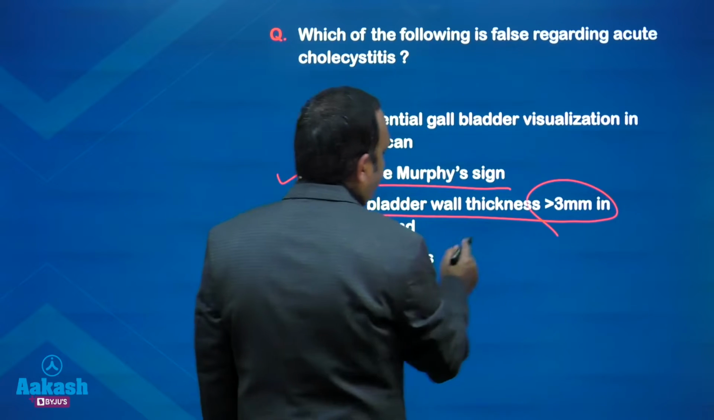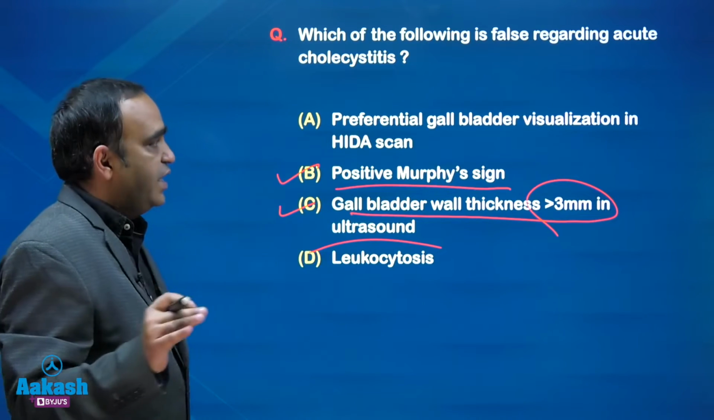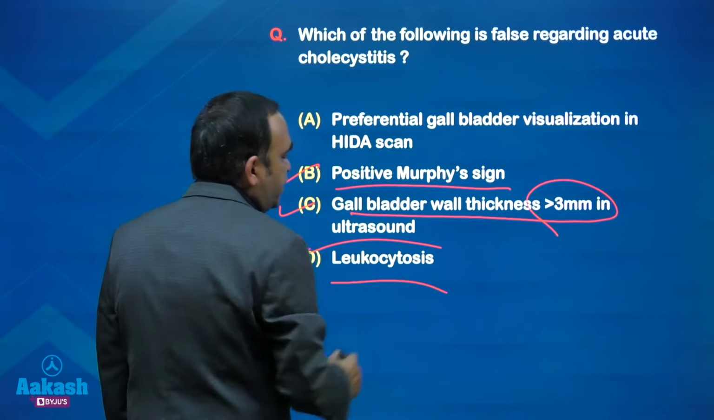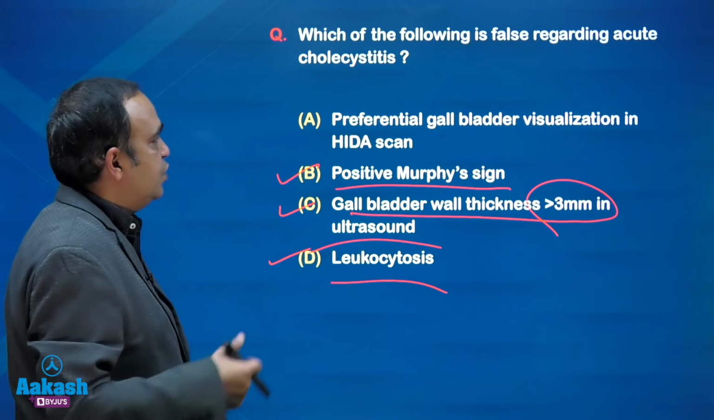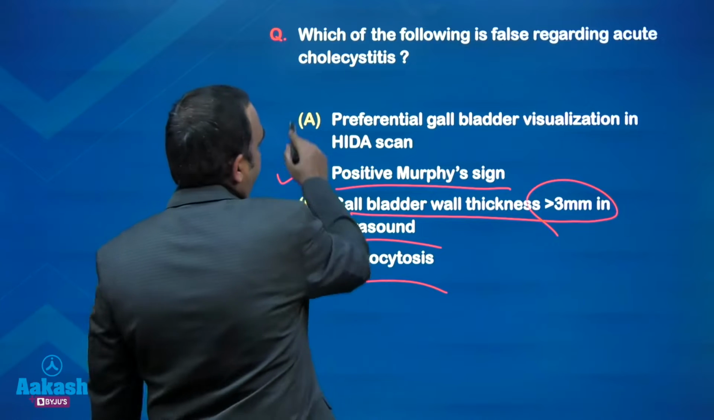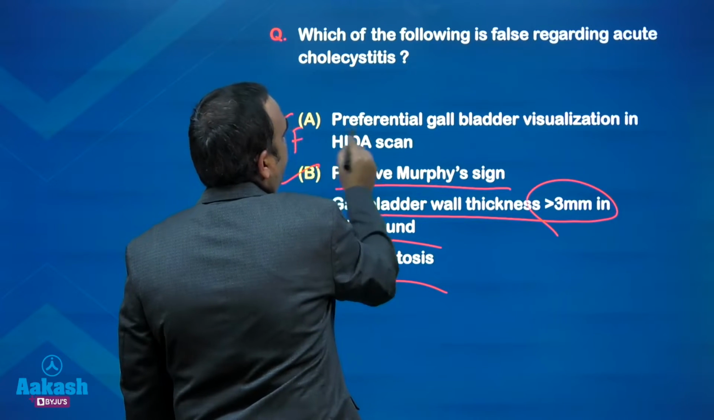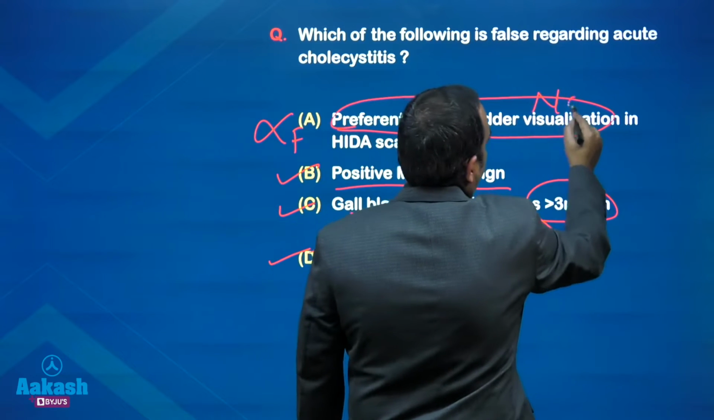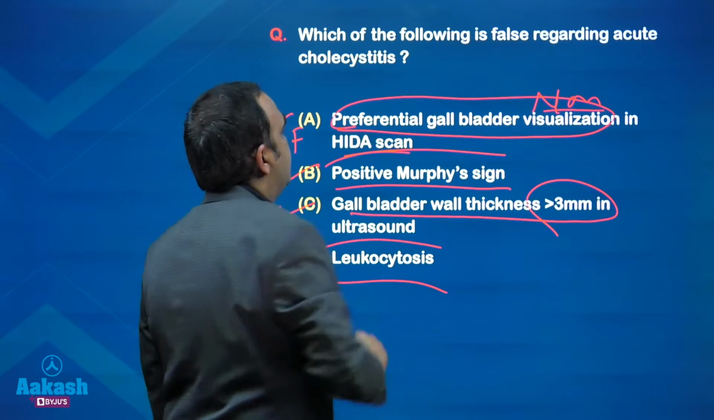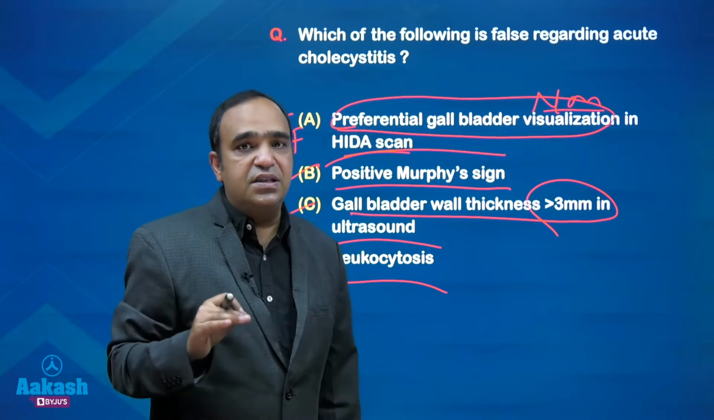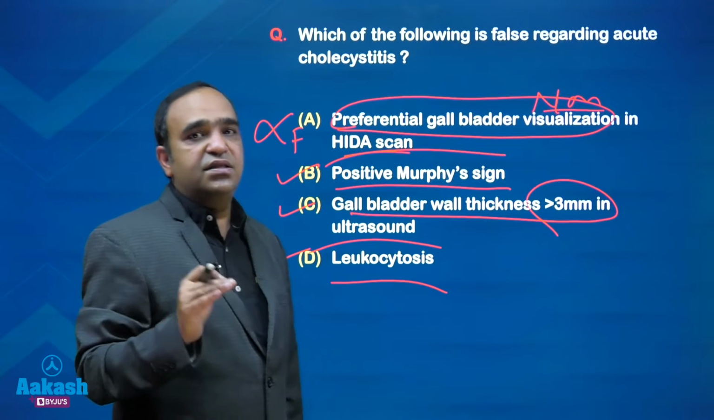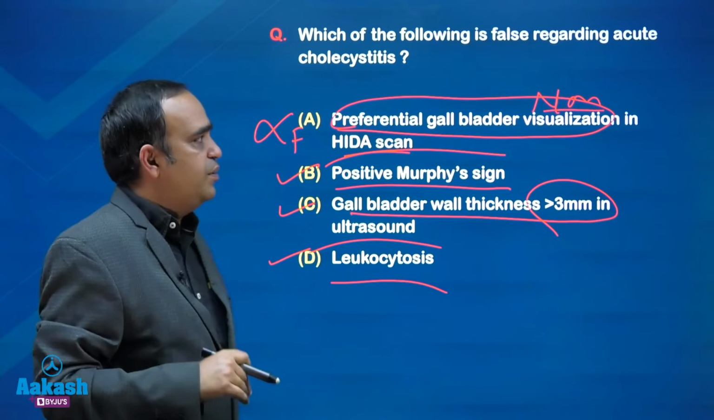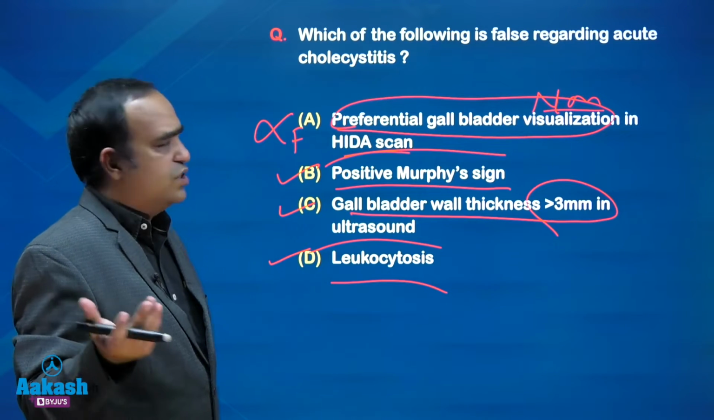Gallbladder wall thickness more than 3 millimeter, that's again a diagnostic feature of acute cholecystitis. So that's true. Leukocytosis may be seen with acute cholecystitis. So automatically that's a false statement. Preferential gallbladder visualization. In fact, non-visualization of gallbladder is suggestive of acute cholecystitis. Though HIDA scan is a good investigation to diagnose acute cholecystitis, it's expensive and not available everywhere. An ultrasound is good enough.